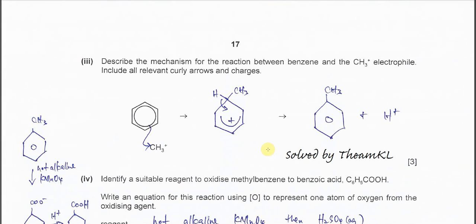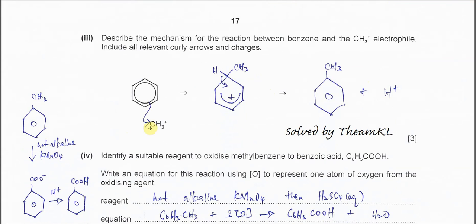Part 3. Describe the mechanism for the reaction between benzene and these carbocations. First, you need to draw one arrow from the benzene ring. From the benzene ring, do not point to the benzene ring. You must draw from the benzene ring pointing to the carbon. Why? Because the carbon is the one with positive charge. It's a carbocation, right? It's something like this. So you must draw one arrow from the benzene ring pointing to the carbon.